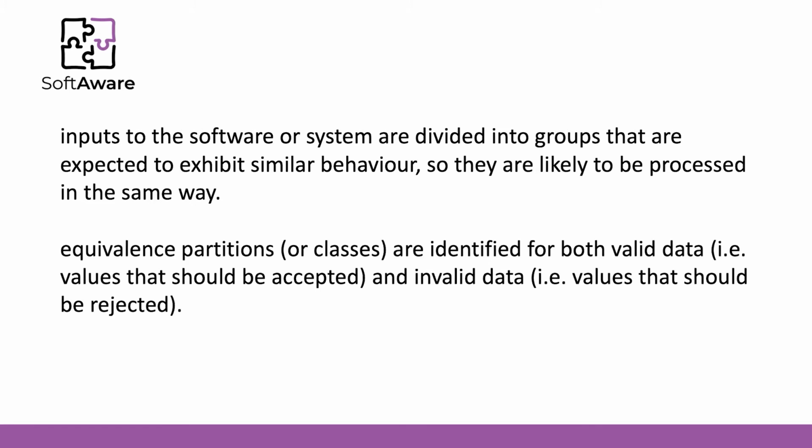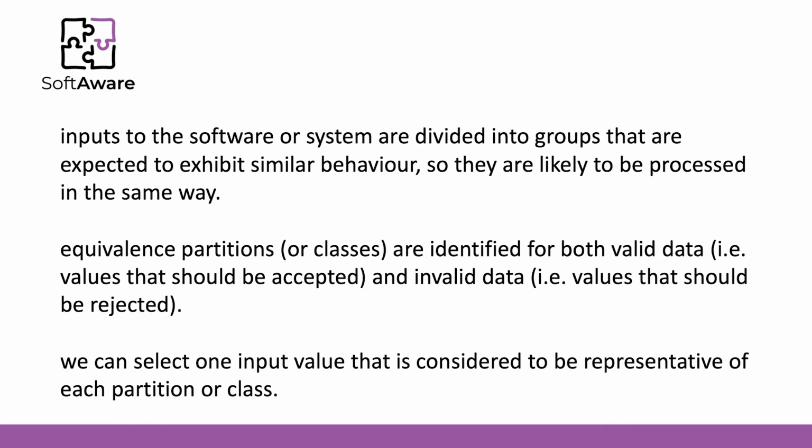Equivalence partitions, also known as class partitions, are identified both for valid data, the values that should be accepted in your system, where your system should produce an expected result and an output for your input, and also for invalid data, the values that should be rejected from your system.